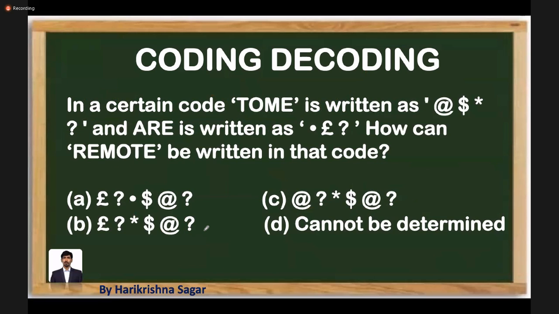Look at the next one. Tom is coded as this, R is coded as this, and how the word remote is coded is the question. So RE is coded as this, answer choice should be this and question mark. This is eliminated. Moat. So MO is coded as what? MO is coded as star and S. Eliminate this, mark your answer as option B. TE is coded as at the rate and question mark. Mark your answer as option this. So that's how you are able to see the questions which are related to coding and decoding.